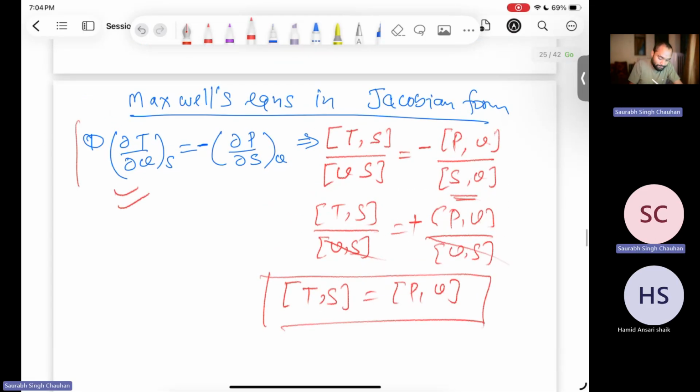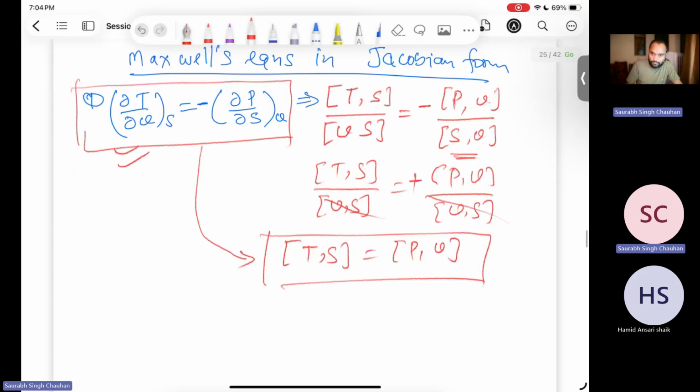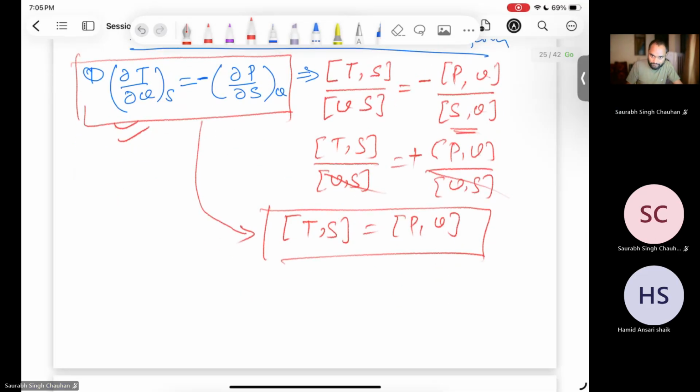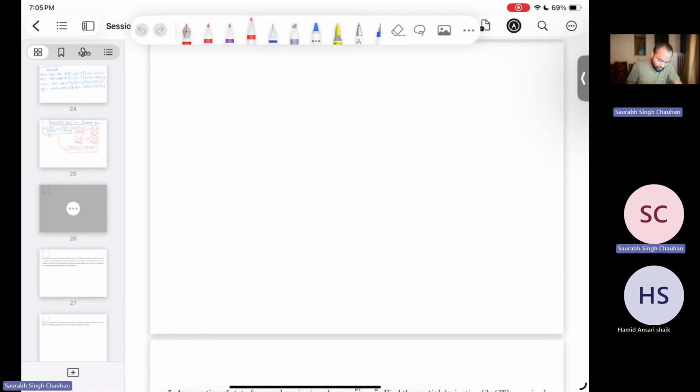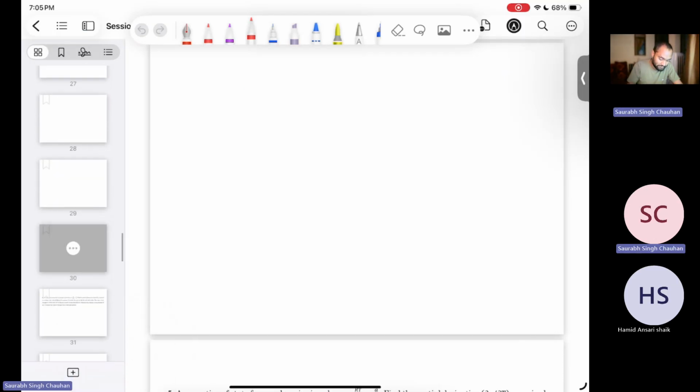So this whole first Maxwell equation is boiled down to just this form. How many Maxwell equations were there? Four. And let us see the magic happen. It will be boiled down to just one equation.